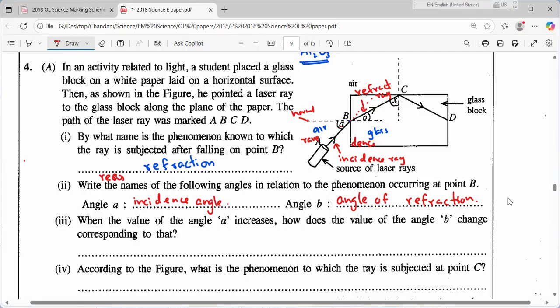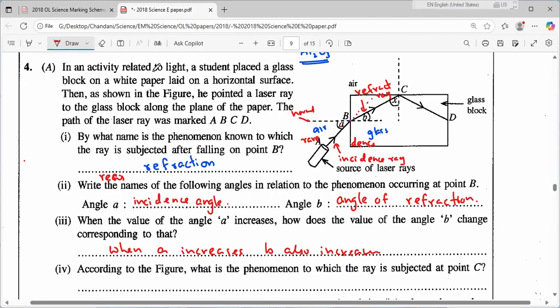Third one: when the value of angle A is increasing, how does the value of angle B change corresponding to that? We can write that when A is increasing, B also increases. Right? When we are increasing A, B is also increasing.